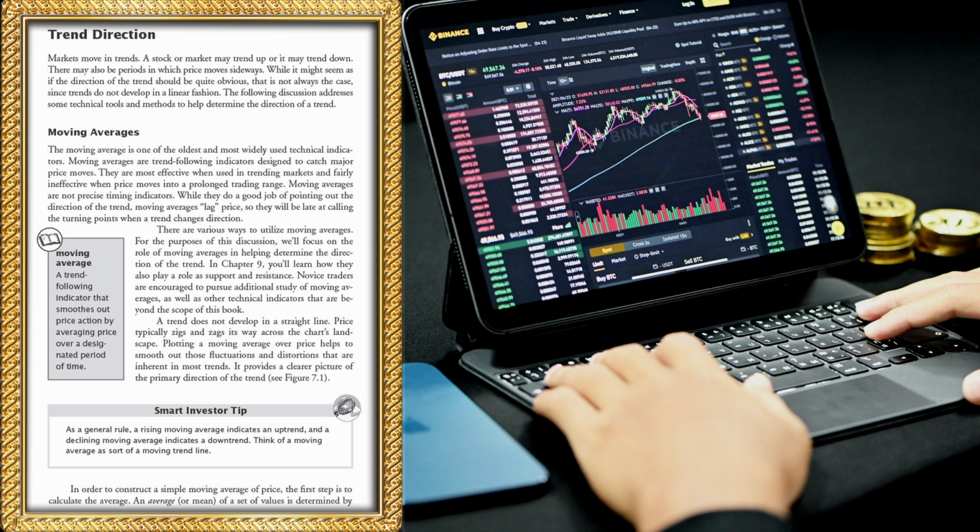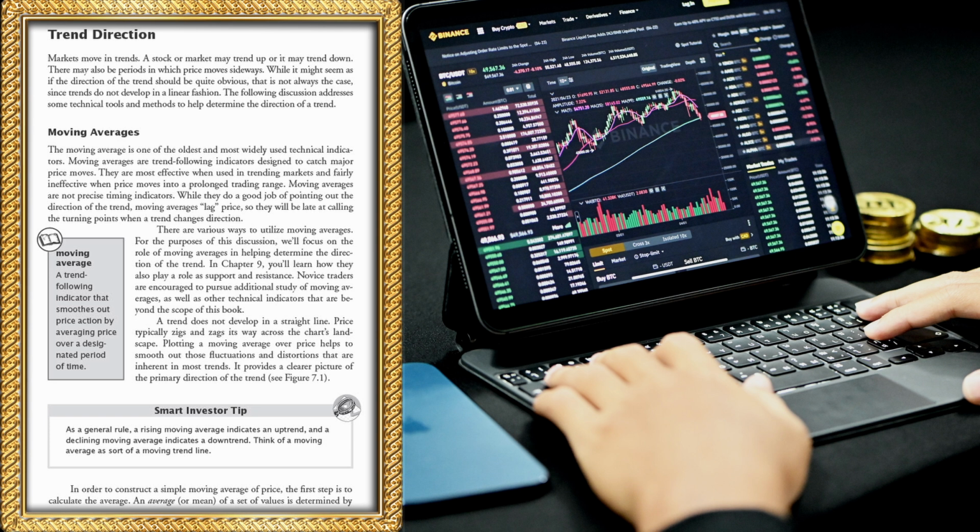Moving averages. The moving average is one of the oldest and most widely used technical indicators. Moving averages are trend-following indicators designed to catch major price moves. They are most effective when used in trending markets and fairly ineffective when price moves into a prolonged trading range. Moving averages are not precise timing indicators. While they do a good job of pointing out the direction of the trend, moving averages lag price, so they will be late at calling the turning points when a trend changes direction.